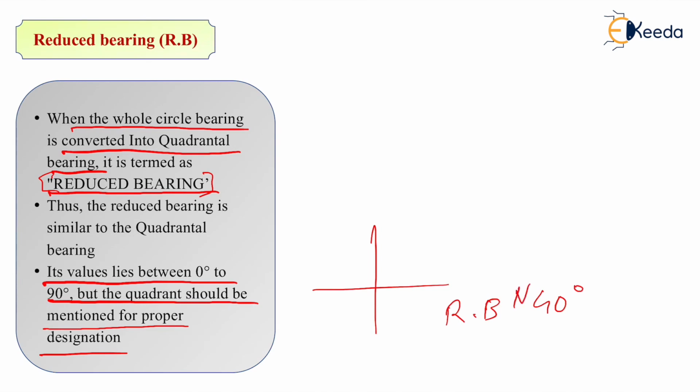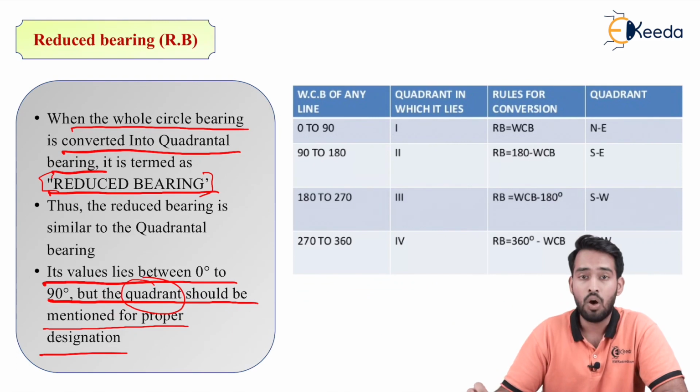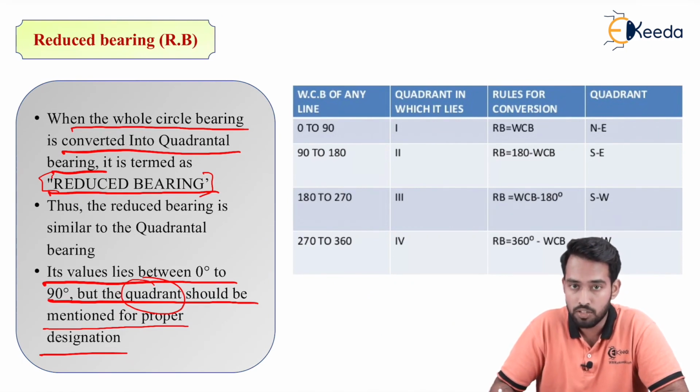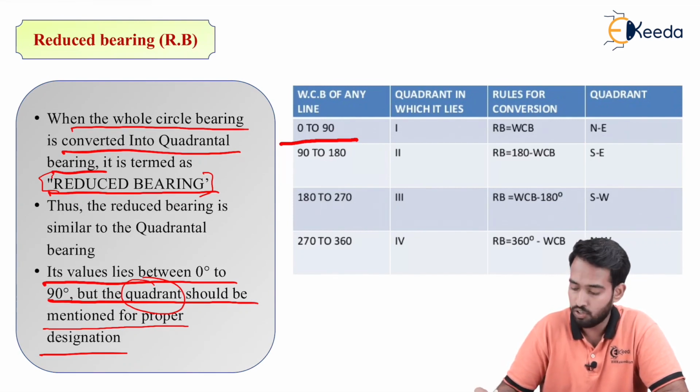When we write north 40 degree east, it means it is in the first quadrant. So the mention of your quadrant is very important here. Now we'll see what are the conversions used for reduced bearing from your whole circle bearing. So over here, we are in the first quadrant. In the first quadrant of WCB, readings vary from 0 degree to 90 degree. It is known as your first quadrant.